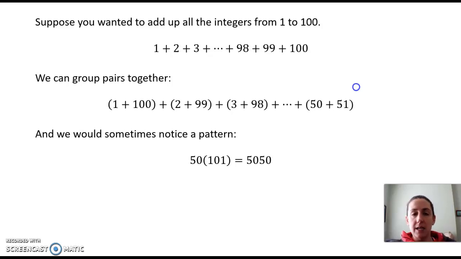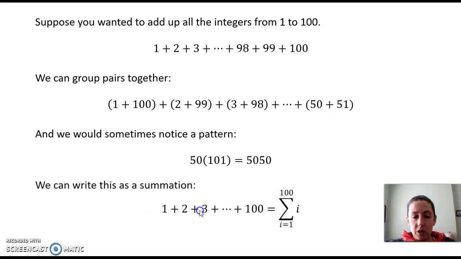We can write this as a summation where we're summing these numbers 1, 2, 3, all the way up to 100, starting at 1, ending at 100, and just the index itself, which we'll call i. So then this would represent the summation of 1 plus 2, and so on and so forth. Okay, so how does that help us?